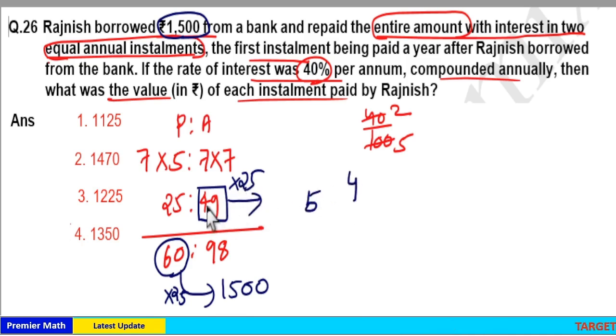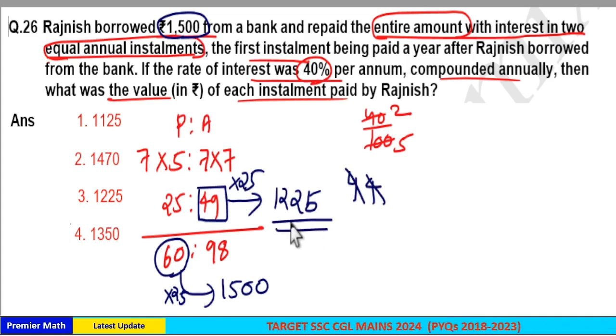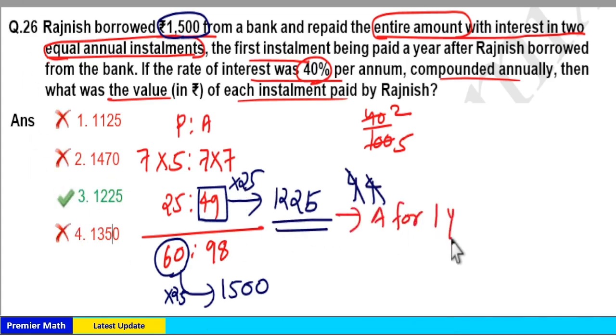9 into 2, 18, 18 plus 20, 38, 38 plus 4 is equal to 42, remaining 4. 4 into 2, 8, 8 plus 4, 12. So, 1225. Option 3 is your answer.